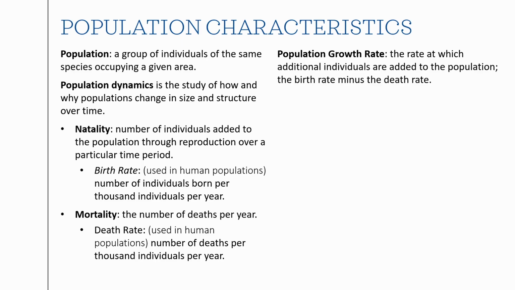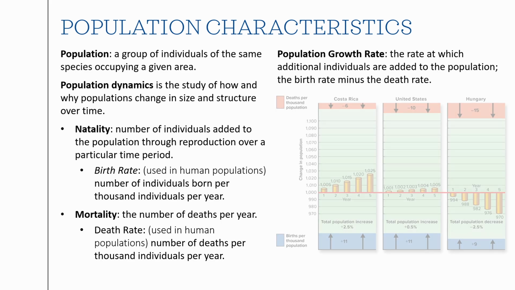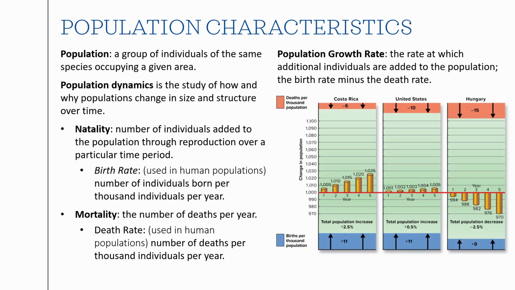The population growth rate is the rate at which individuals are added to the population, and it's heavily dependent on both natality and mortality, or the birth rate and death rate. And in this illustration or diagram here, we can see how that affects population growth in human populations.